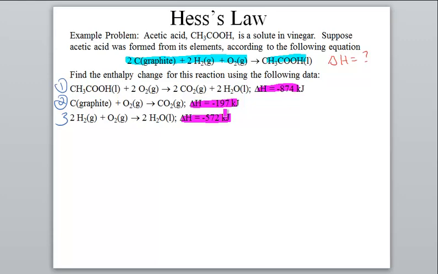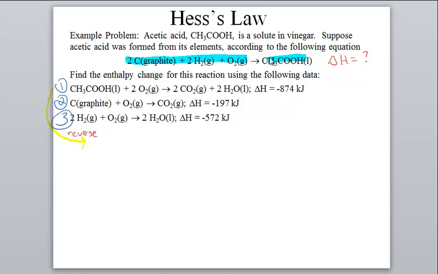But again, to decide if you're going to modify any one of those 3, you need to look at your final answer and make some observations to decide: are you going to reverse it? Are you going to multiply it by a number? So pause the video and decide what you're going to do with each of those 3 reactions. Some may change, some may not.